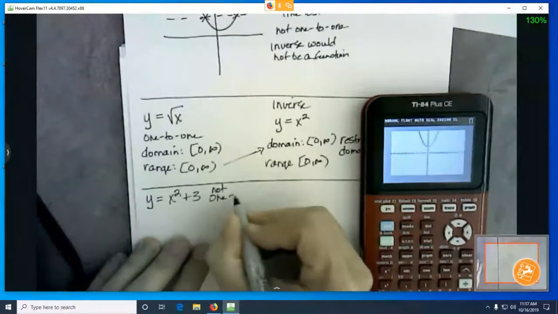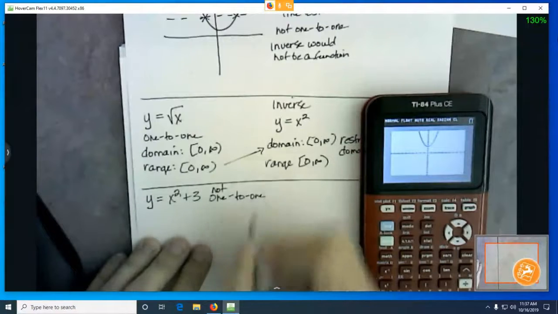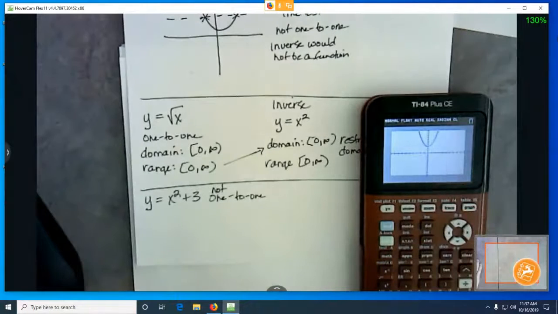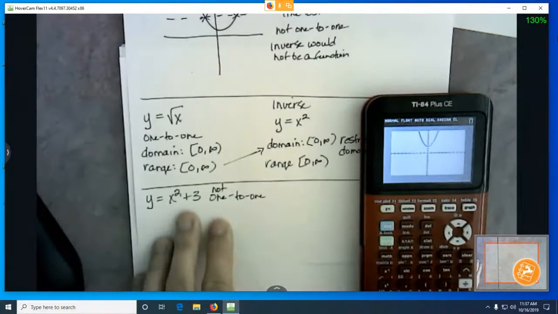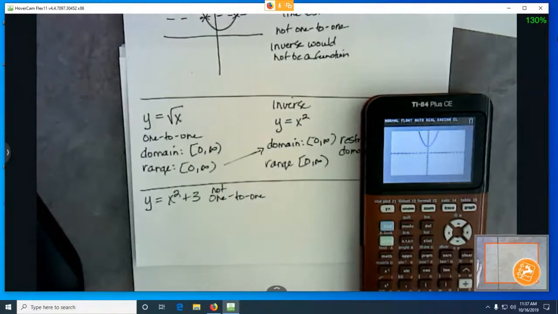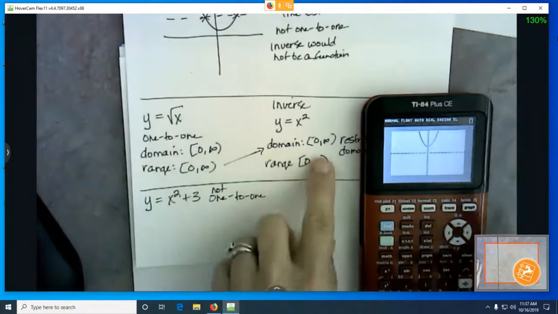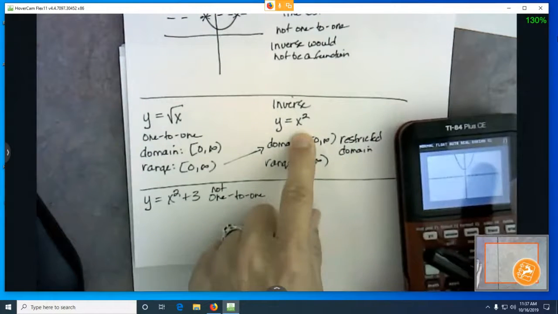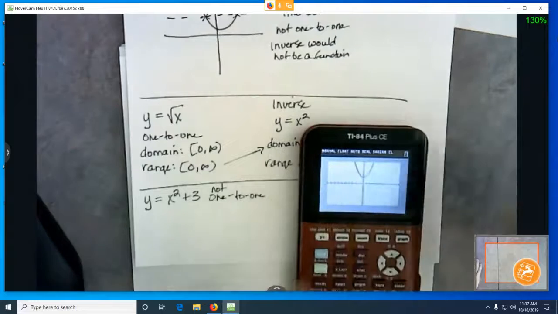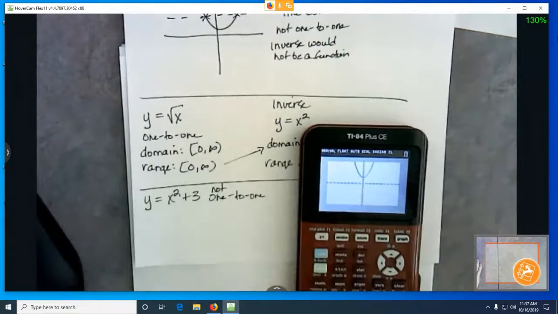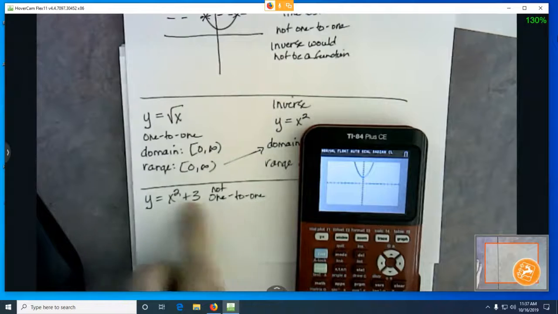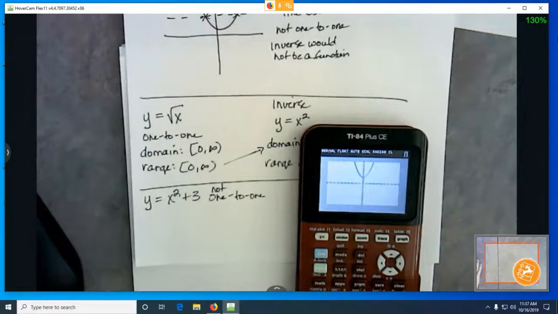This is not one-to-one because we could draw horizontal lines through there that would intersect it more than once. So if we want to go ahead and talk about an inverse for this one, we're going to have to do something to make it one-to-one. What we can do is restrict the domain just like we did for this one up here. So we can decide what part of this function we want to keep and what part we want to throw away. And we can just say what we want our x values to be.